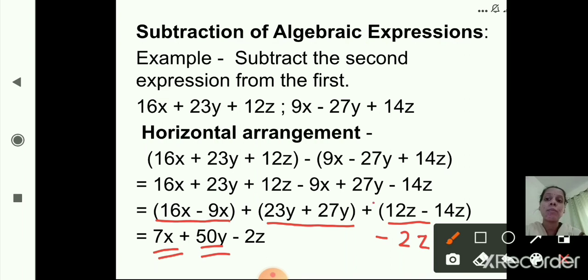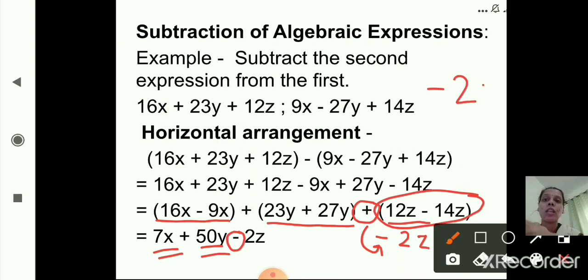And outside the bracket there is a plus sign. So plus minus becomes minus. That's why we have written minus 2z here. You will not write plus 2z. Why? Because inside the bracket we got 12z minus 14z, that is minus 2z. And outside the bracket what is the sign? Plus. So plus minus becomes minus. So minus 2z is the answer for the third bracket.